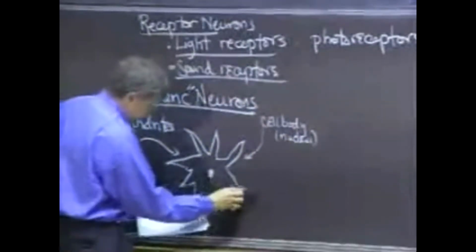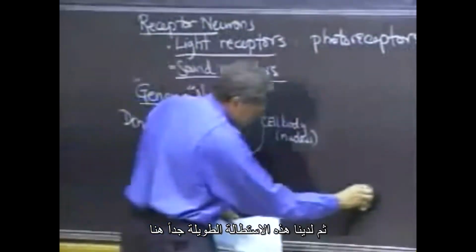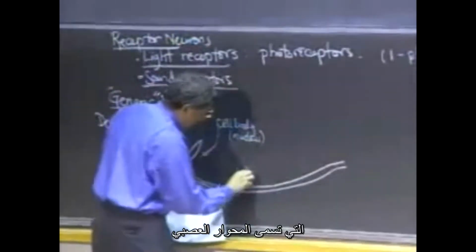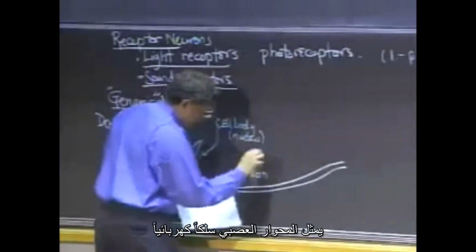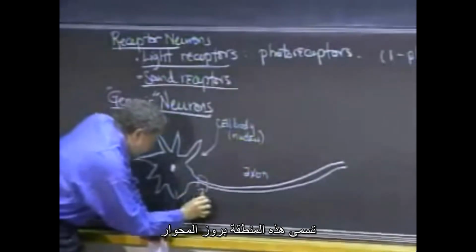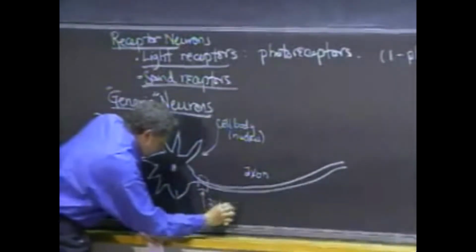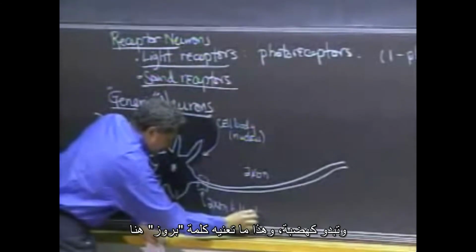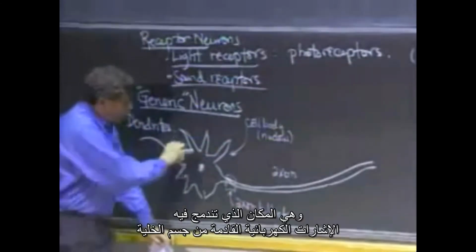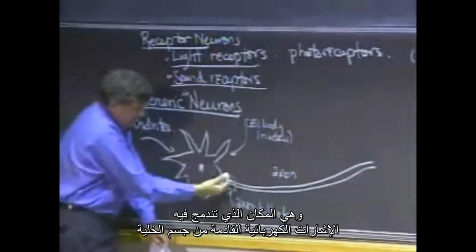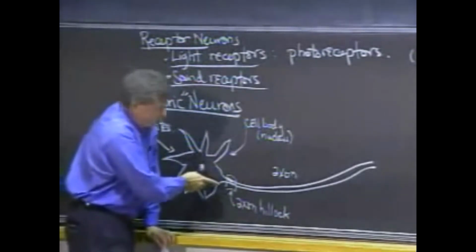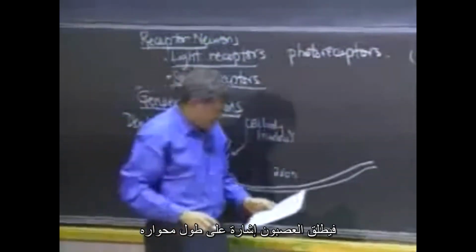Then we have this very long process here called an axon. The axon is the wire here. This region here is called the axon hillock, and it looks like a little hill. That's what hillock means. It's a little hill-like region. It's where all the electrical signals from the cell body are integrated and a, quote, decision is made about whether to fire. And the neuron will then fire a signal down the length of its axon.